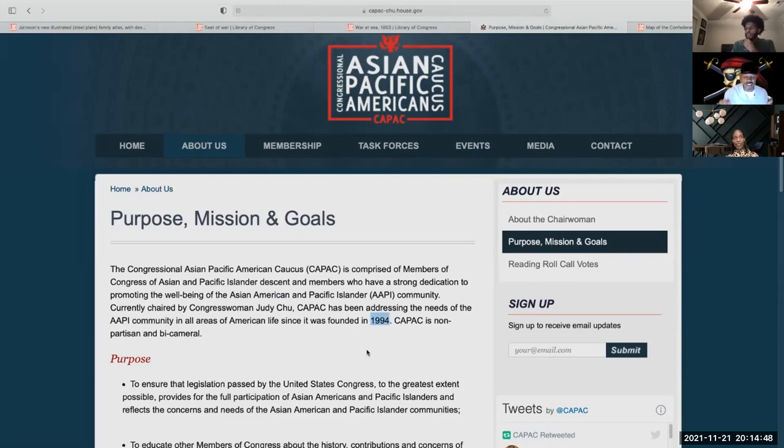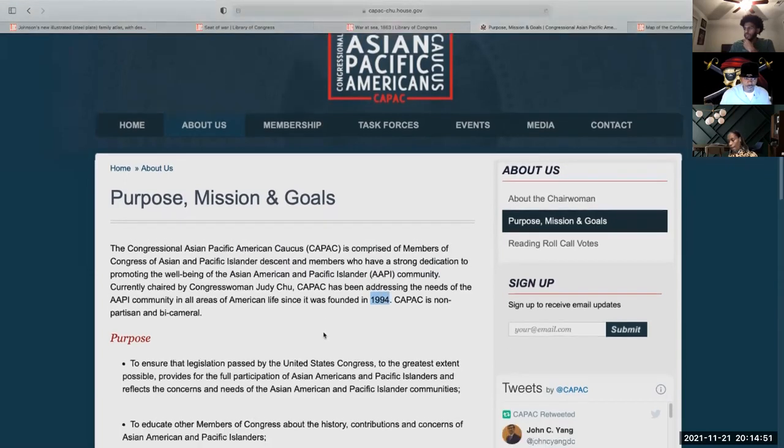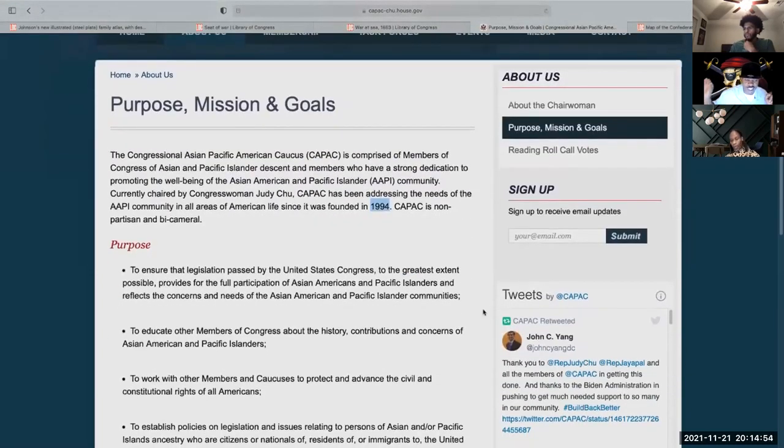And let's look at their purpose. See, we're talking about being on code. Look at the purpose section. To ensure that legislation passed by the United States Congress, to the greatest extent possible, provides for the full participation of Asians and Pacific Islanders and reflects the concerns and needs of the Asian American and Pacific Islander community. Do y'all see the problem, people? Yep. You got another caucus that came after your caucus and they only rep for their people. Your caucus repping for everybody, and you wondering why there's a school to prison pipeline. You wondering why you've been gentrified. You wondering how there was a 94 crime bill. These people aren't working for you.